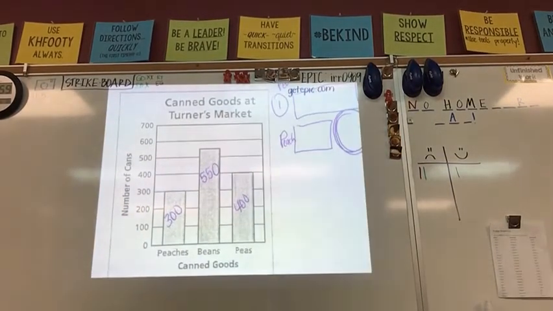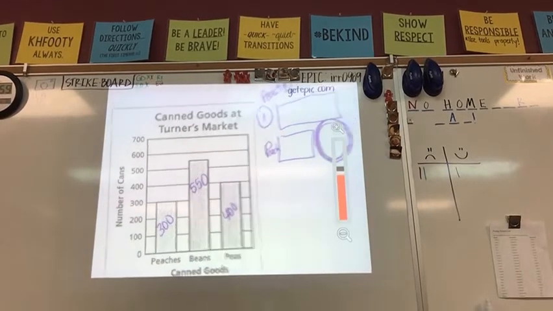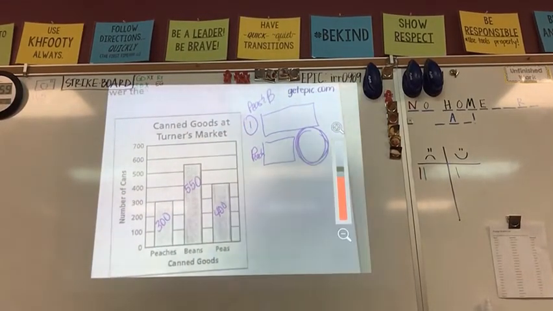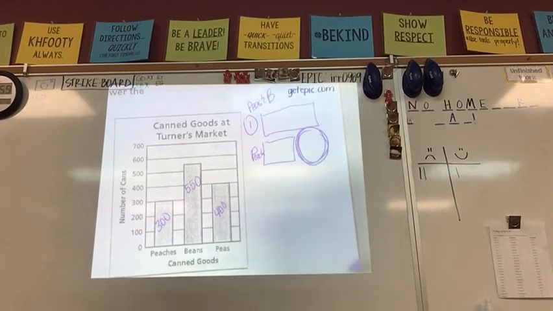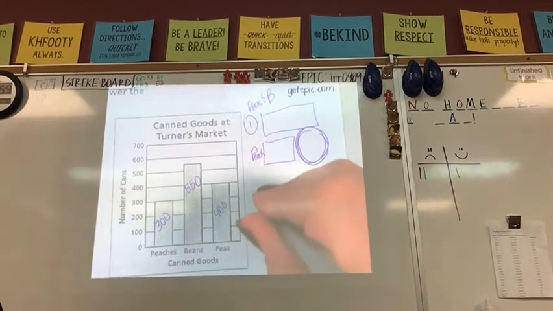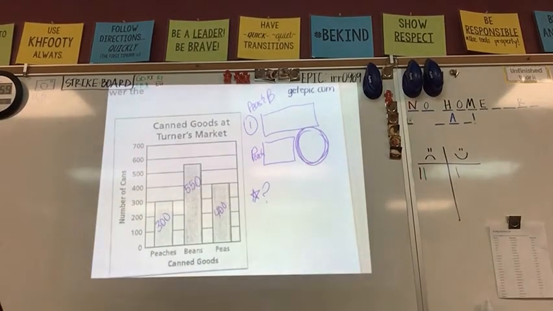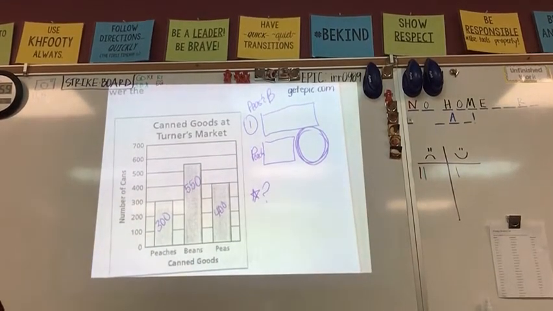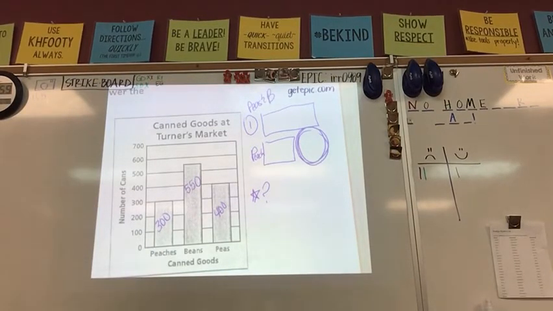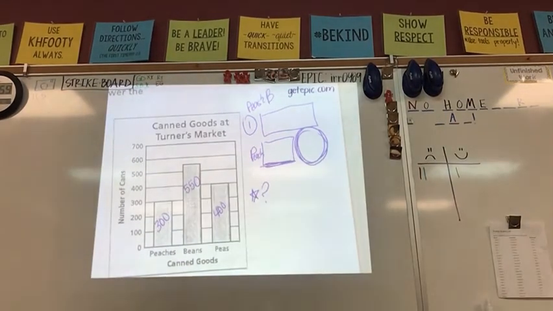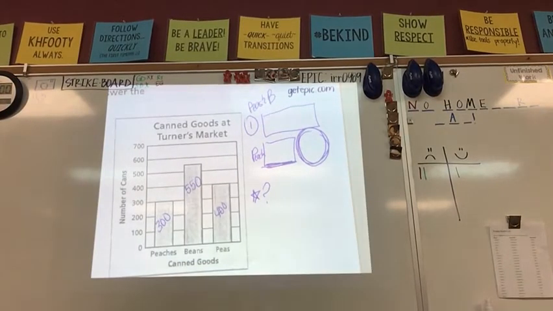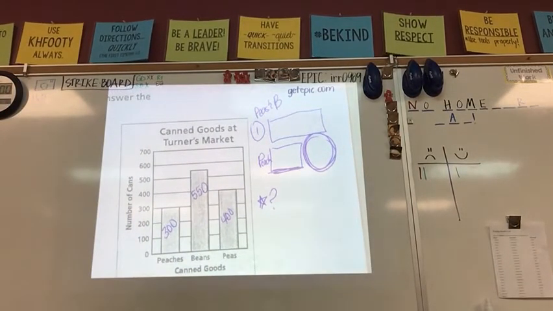Wait, are they all combined? How many more cans of peas and beans combined are there than peaches? And then you can come up with your own question. Online friends, you are doing this also on your slides. Oh, I phrased that wrong. I'm sorry. How many fewer cans of peaches are there than peas and beans combined? And then you can come up with your own questions.